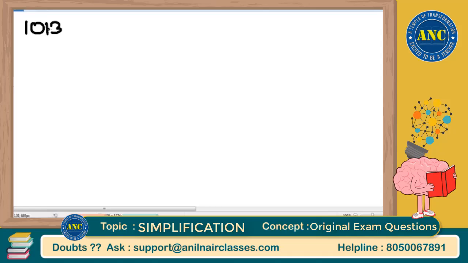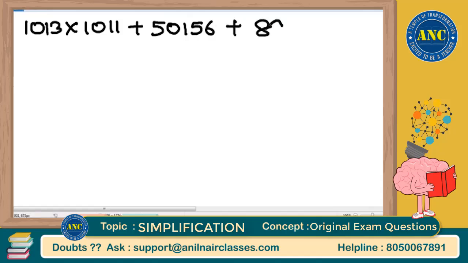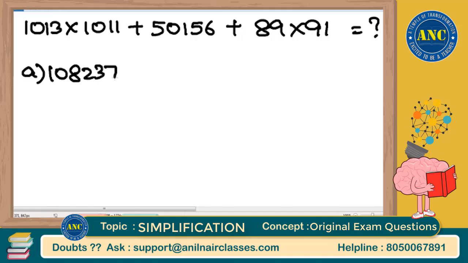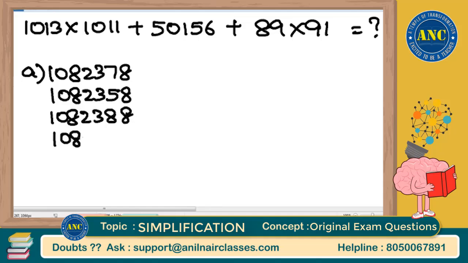1013 into 1001, 1013 into 1011 plus 50156 plus 89 into 91 is equal to question mark. Options: 108 23 78, 108 23 58. This was similar to my first problem. 108 23 88, 108 23 68. And the last option is 108 23 98.